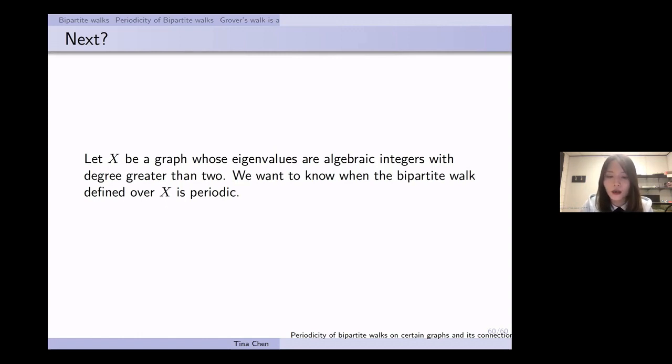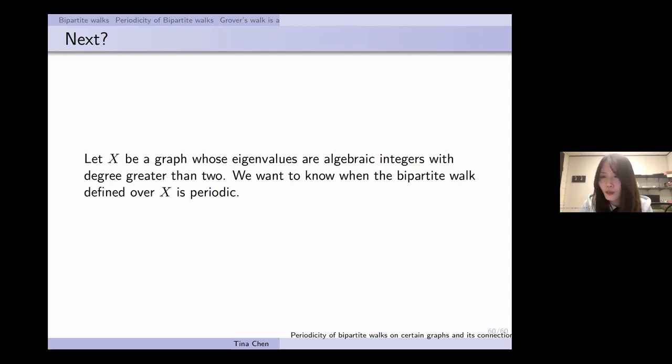In that case, if you know the spectrum of your underlying graph, then you know whether a continuous walk defined over that graph is periodic or not. Because in the continuous case, the Hamiltonian of your walk is just the adjacency matrix of your graph. So you can see there's a direct connection between the spectrum of your underlying graph and the spectrum of your walk. But just like I said before, in the discrete case, in general, the Hamiltonian of your discrete walk has nothing to do with the underlying graph. So in that case, we don't know if there's a direct connection between the spectrum of your underlying graph and the spectrum of the transition matrix of the walk.